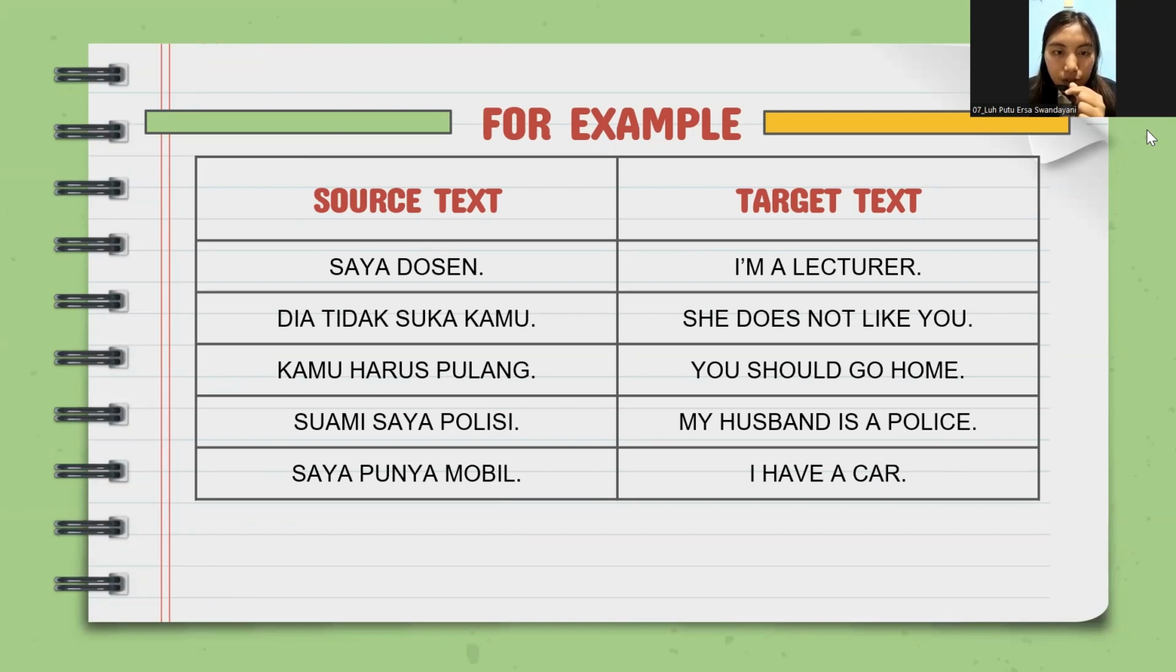Number four, in the source text is "suami saya polisi", in the target text is "my husband is a police." And the last one is "saya punya mobil", in the target text is "I have a car." Next slide, please.